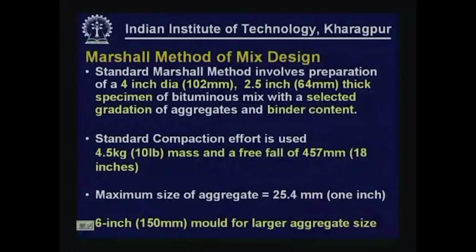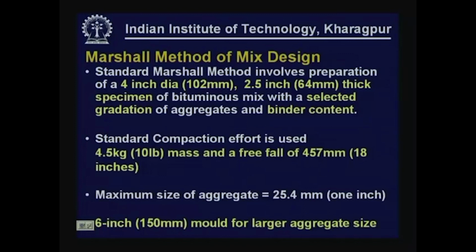The standard compaction effort used is by dropping a hammer of 4.5 kg, 10 pounds, mass through a free fall of 457 millimeters, that is 18 inches. So, the compaction is done by using a compaction hammer, the Marshall hammer, weighing 4.5 kg and falling from a height of 457 millimeters.